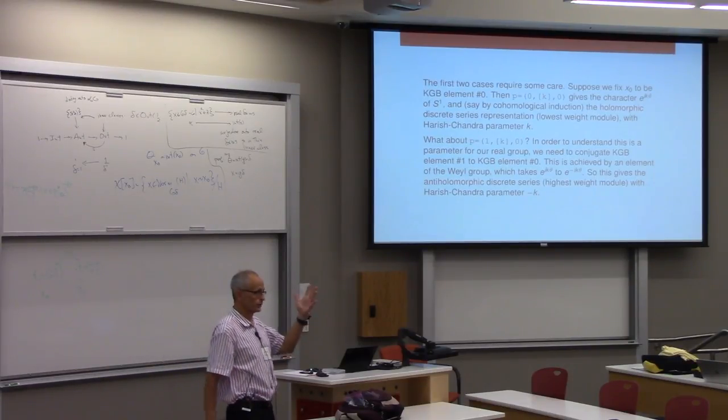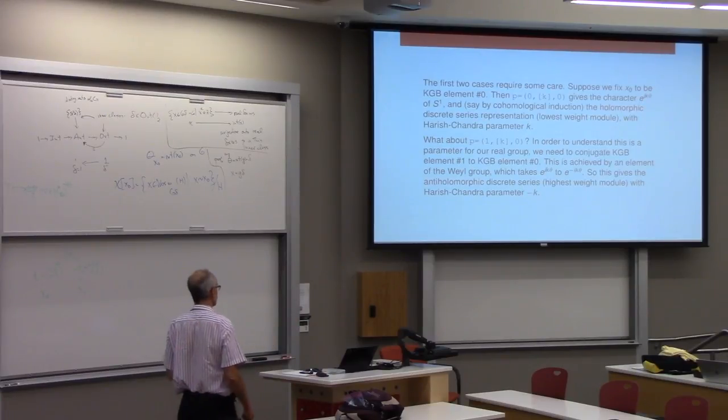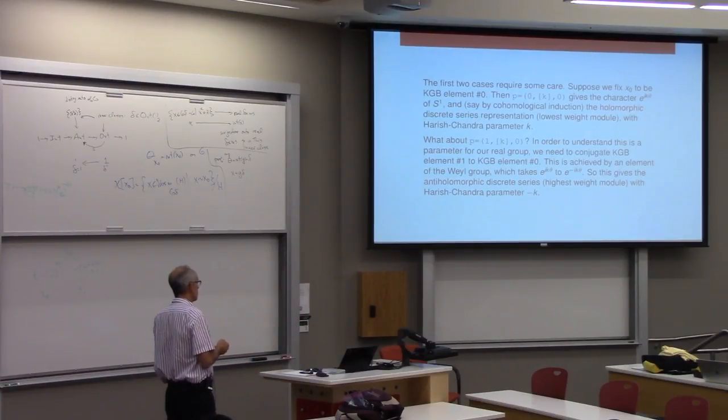So this is the punchline of my whole talk: when you pass from the atlas picture to the classical picture, there's an extra Weyl group element involved, because you have to map all of these x's to your fixed form.